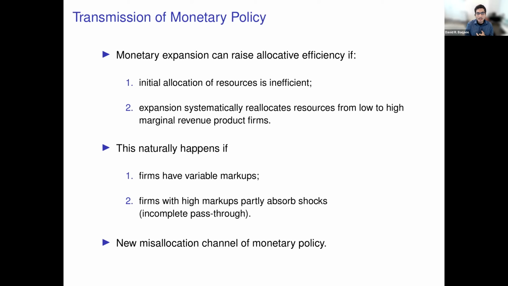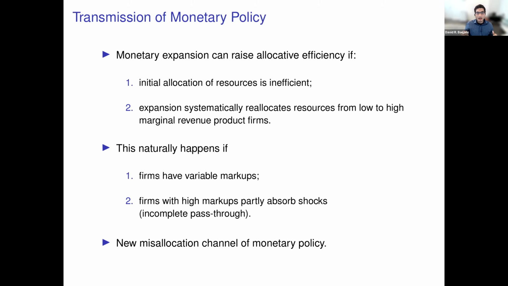The second thing you need to be true is that you need the monetary expansion to systematically reallocate resources from low to high marginal revenue product firms. So even if you start at an inefficient point, if monetary policy is just randomly moving things around, then you're not going to get anything interesting. In order for you to see something interesting, there has to be a systematic kind of reallocation. And what we point out in this paper is that there's good reason to think both of these conditions are satisfied in the data.